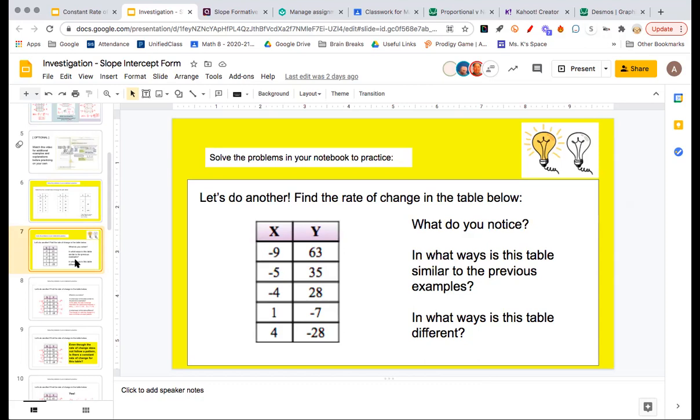Okay, so the question is, how is this one similar, but also how is it different? So shout out, what are some things you notice? Maybe you already know the rate of change. What is the rate of change? And then let's talk about how is it similar? How is it different? So I'll take notes. You guys tell me what you notice.